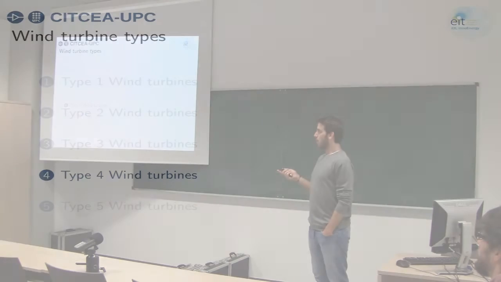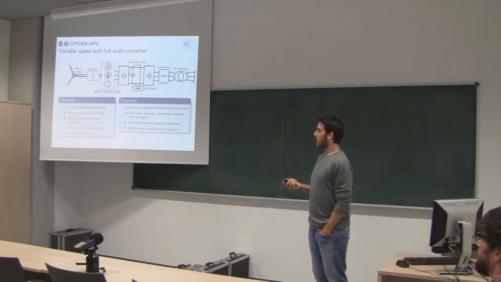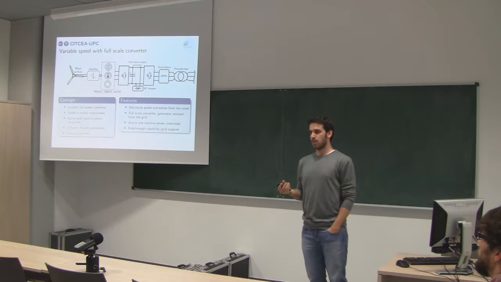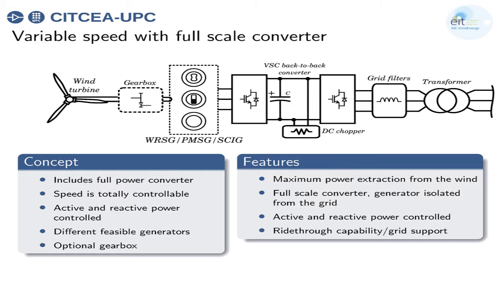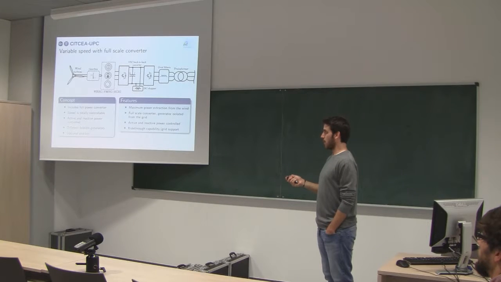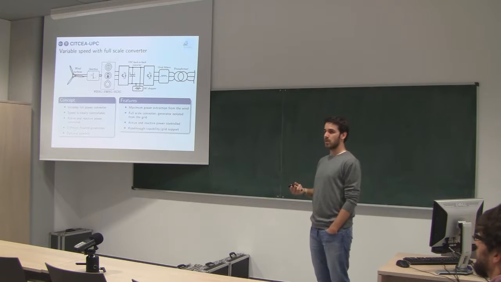And then the Type 4. With Type 4 we have many different proposals, I would say. Okay, which is Type 4? Type 4 is, as I said, having the wind turbine with or without a gearbox, okay, and then you could have different types of generators: wound rotor synchronous generators, permanent magnet ones, squirrel cage induction generators.